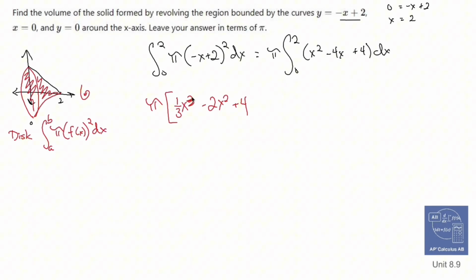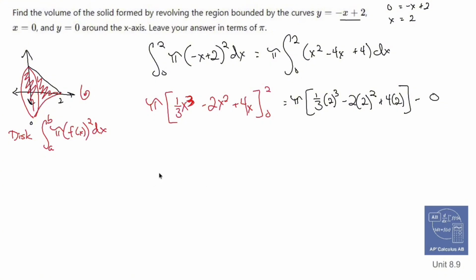Oh boy, that was a close one. My limits are still 0 and 2. So let's plug stuff in. Pi times 1/3 2 cubed minus 2 times 2 squared, plus 4 times 2. Let's use common sense. If I were to plug in 0, I would get 0 minus 0 plus 0, which is 0 times pi is 0. We're not going to lose sleep over that. So now it's just a matter of doing that little bit of math right there.